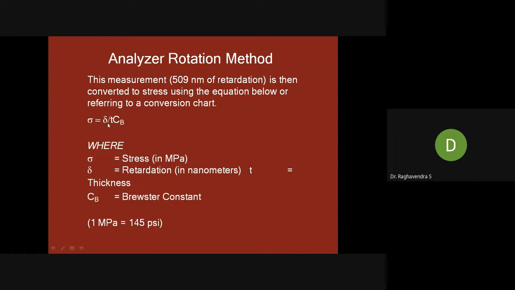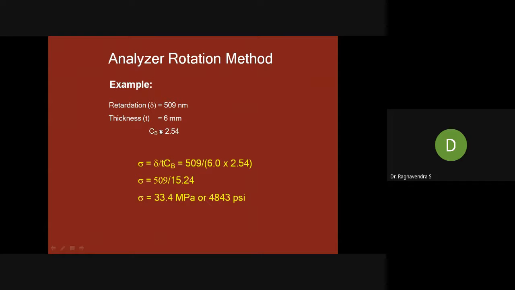Stress will be calculated directly. You know the thickness of the material, you know the constant of the material. Then you substitute these values and you will get the stress value directly. So, example: retardation value is 509 nanometer, thickness of the sample is 6 mm, CV is 2.5 for plastic. So you substitute these values and you'll get 33.4 megapascal. Means at the point of interest, at that particular point, 33.4 megapascal of stress is there.